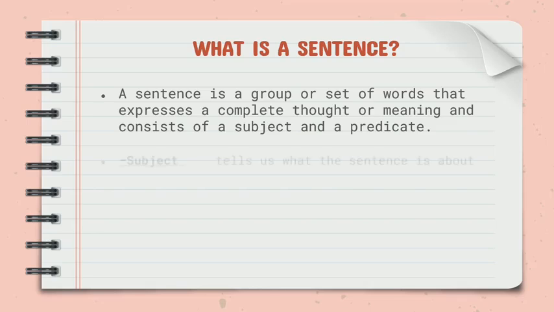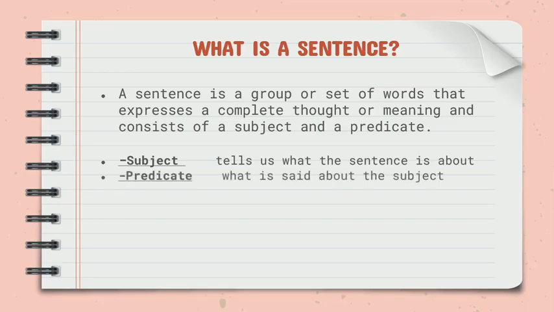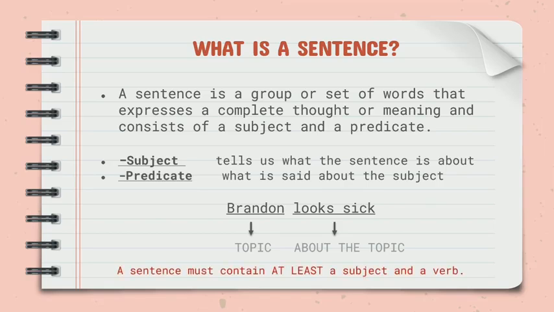The role of the subject is to tell us what the sentence is about, what is the topic of it, and the predicate, which must have a finite verb, specifies what is said about the subject. For example, in the following sentence, Brandon looks sick. Here we have Brandon, which is the topic of the sentence, plus looks sick, which is what is said about the topic. If any of these two elements is not present, we will not be talking about a sentence. Also, a sentence must contain at least a subject and a verb.